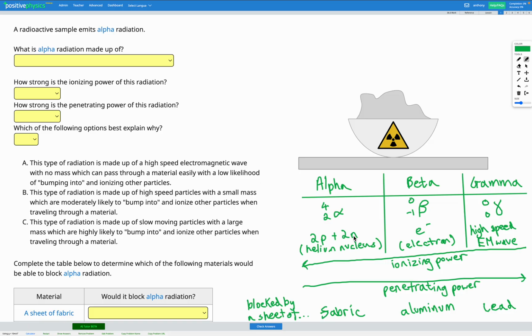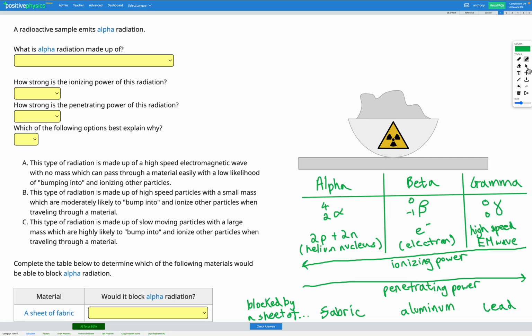So because of that, an alpha particle or alpha radiation can be blocked by just a sheet of fabric. That's all it needs to block that radiation. Beta can be blocked by a sheet of aluminum, and gamma can be blocked by a sheet of lead. So we have a much denser material there that gamma can be blocked by, compared with alpha that can just be blocked by a thin sheet of fabric.